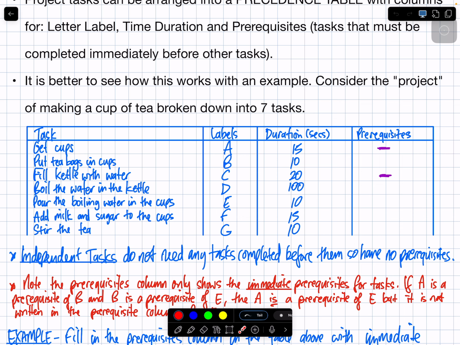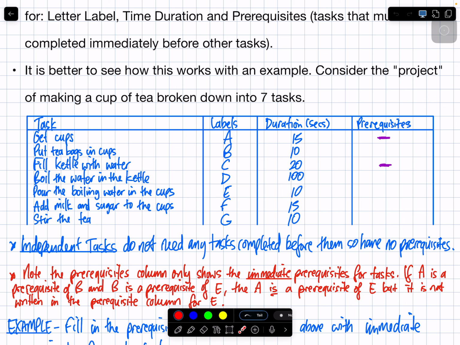So do you agree that if these are the tasks: getting a cup, putting tea bags in the cup, fill kettle with water, boil the water in the kettle, pour the boiling water in the cups, add milk and sugar to the cups and stir the tea, do you agree that out of those tasks, do I need to do anything here before getting the cups? Yep, that's like the first thing in line. Do you also agree that there's no other tasks here that would go in front of filling the kettle with water? I don't need to get cups to fill the kettle with water, okay?